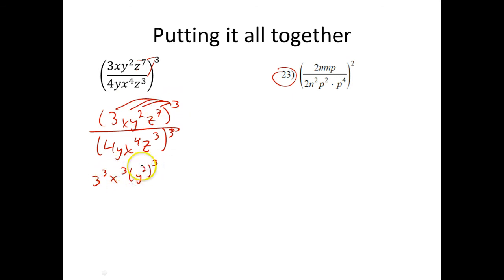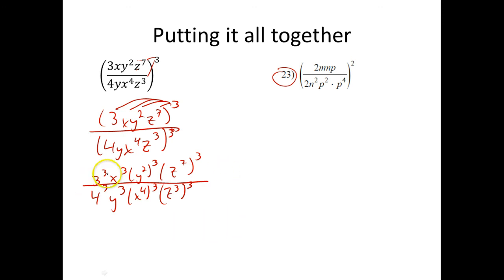Now, some people just do that all in one step. They say, well, y squared cubed, I multiply those. It gives me y to the 6th. And then I have z to the 7th cubed. On the bottom, we're going to have 4 cubed times y cubed times x to the 4th cubed times z cubed cubed. A lot of cubing going on there.